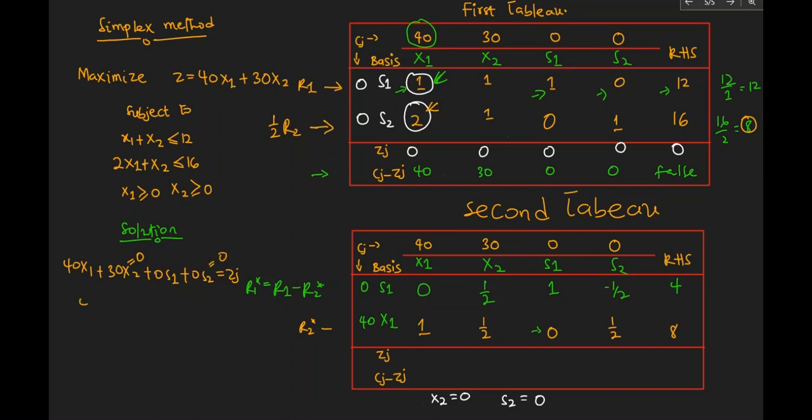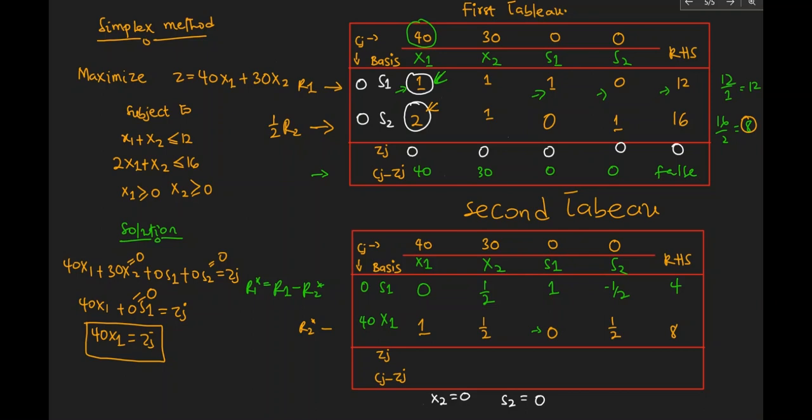So then we are going to have 40x1 plus 0 s1, and this should give us our zj values. But you know that when you multiply 0 by any number, we get 0, so all this becomes 0. So then we are going to have 40x1 equal to zj. This is how you are going to get the zj values for this new table, by just multiplying 40 by the x1 values.